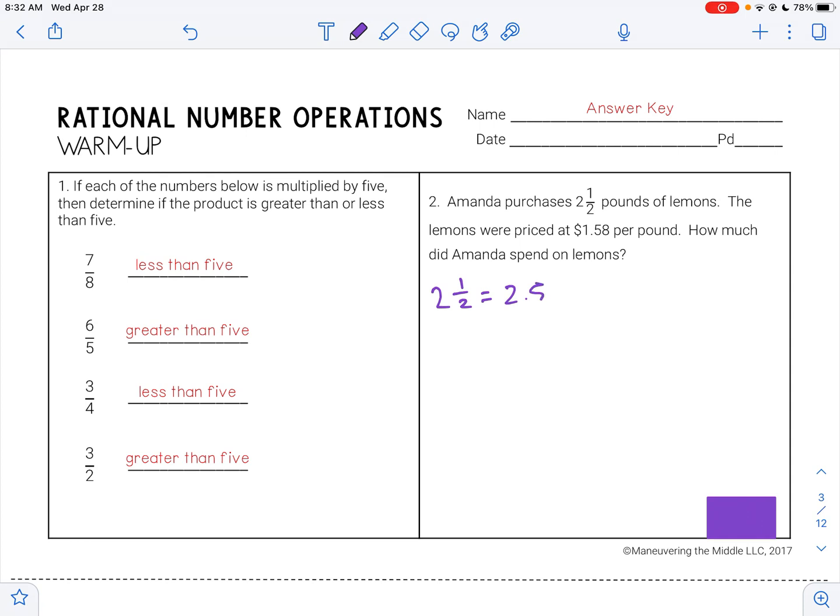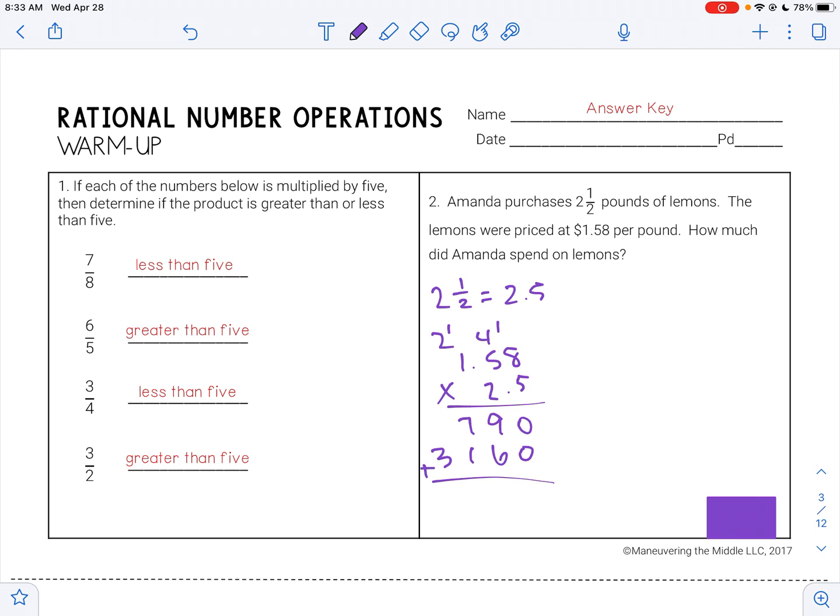So now I'm going to multiply these two numbers together. So $1.58 times 2.5. Remember, when we're multiplying decimals, the decimals do not have to line up. So 5 times 8 is 40. 5 times 5 is 25, plus 4 is 29. 5 times 1 is 5, plus 2 is 7. Now I have to add my magic 0. 2 times 8 is 16. 2 times 5 is 10, plus 1, 11. 2 times 1 is 2, plus 1 is 3.